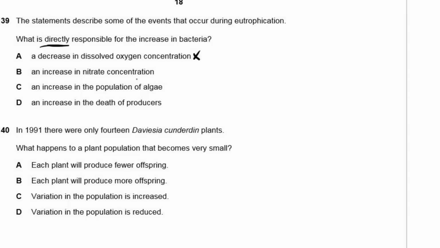An increase in the nitrate concentration. Well, the nitrates actually cause an increase in the algae, the plants, because they're the ones that take in the nitrates. An increase in the population of the algae. Well, that on its own doesn't increase the amount of bacteria. What does is when those algae die and settle to the bottom, so an increase in the death of the producers, which are the algae. The bacteria break down the producers that have died. So the answer here is D.